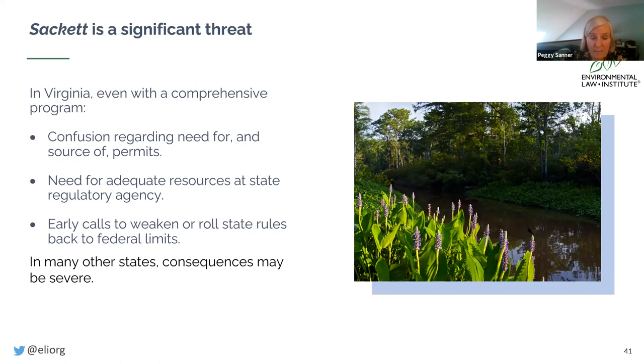It is a threat because there already is confusion about the need for and the source of permits. People who don't follow this work on a regular basis might have heard that the permitting program is over. They might not know, can we still go to the Corps for a permit, or do we always have to go to the state? Does the state even have a permitting system? A lot of confusion, which will have to be addressed.